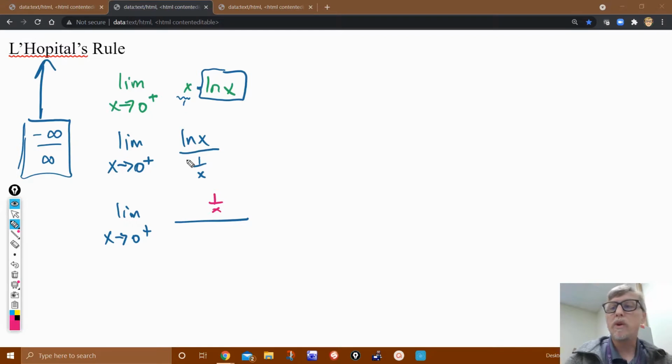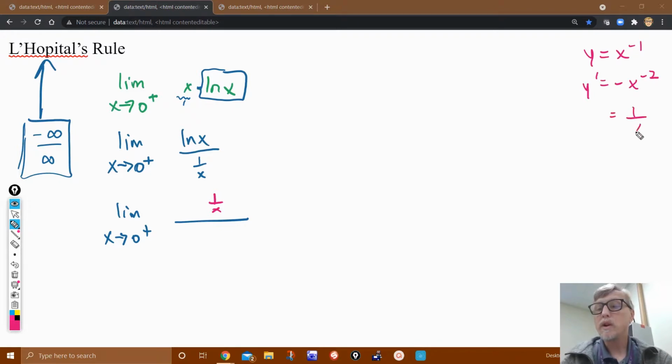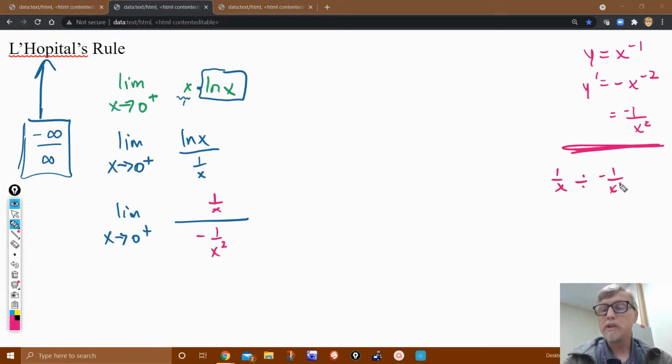And the derivative of 1 over x, let me do that over here. The easiest way to do that is to use the power rule. Write it as x to the negative 1, and then we have negative x to the negative 2, which is 1 over x squared, but negative. So negative 1 over x squared. If we do 1 over x divided by negative 1 over x squared, that's just the same thing as 1 over x times x squared over negative 1, and so this reduces and we get negative x.